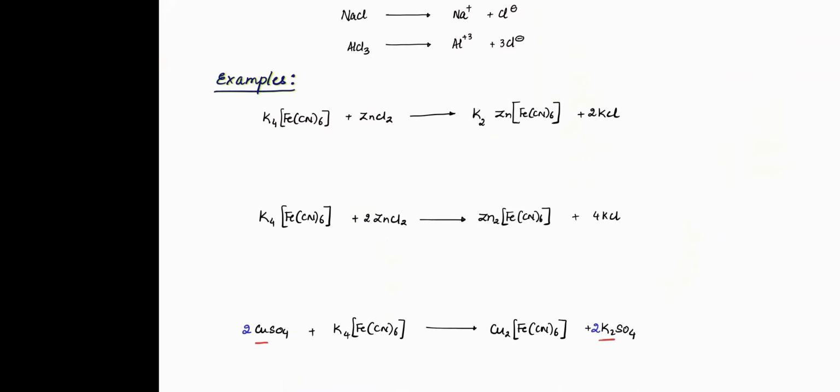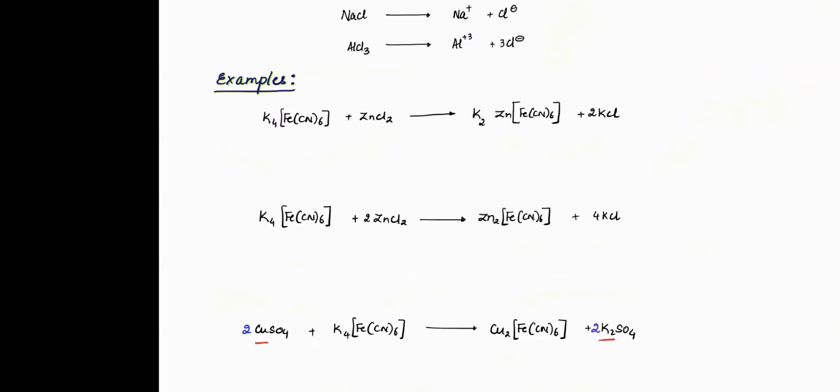Okay. Now notice K4FeCl6 plus ZnCl2 giving this plus KCl. This is what I know. Correct? This is how much I know. Now, if I need to figure out the valency factor in this case.